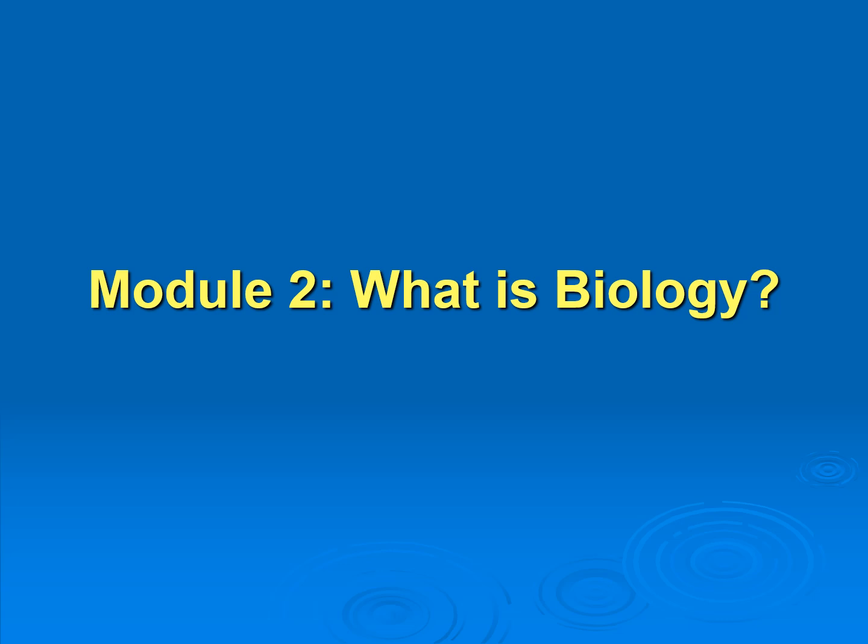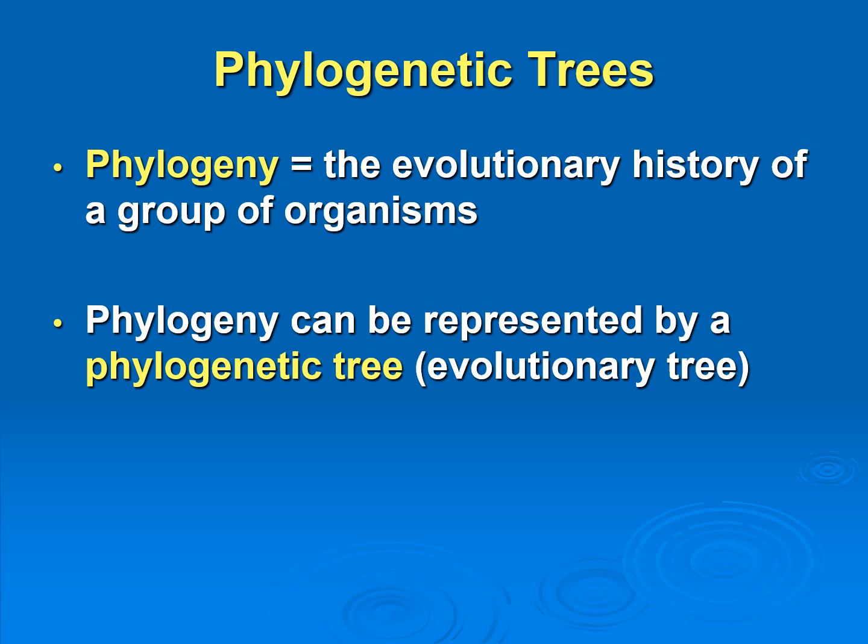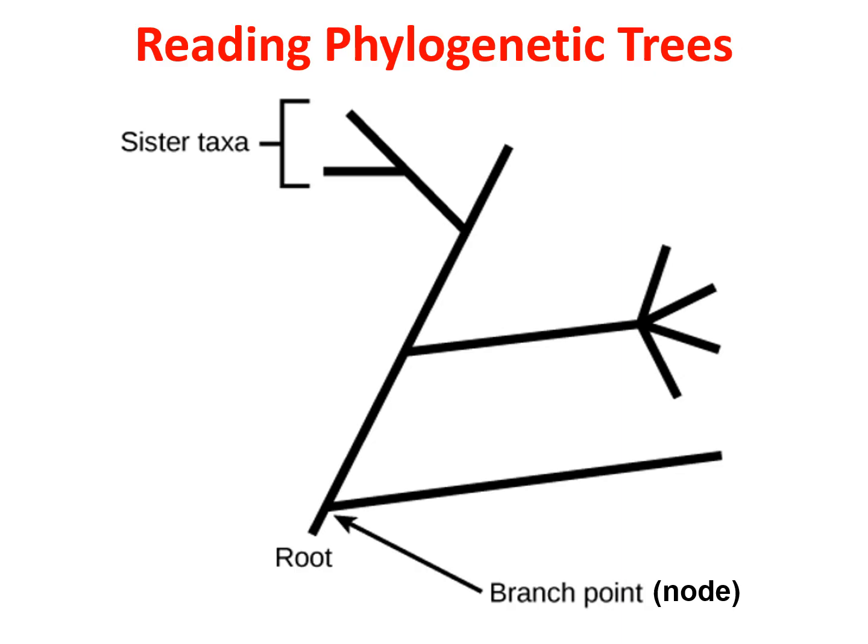We're going to take a look at phylogenetic trees. So phylogeny is just the evolutionary history of a group of organisms. And phylogeny can be represented by a phylogenetic tree, and these are also called evolutionary trees. Let's just take a look at a phylogenetic tree.